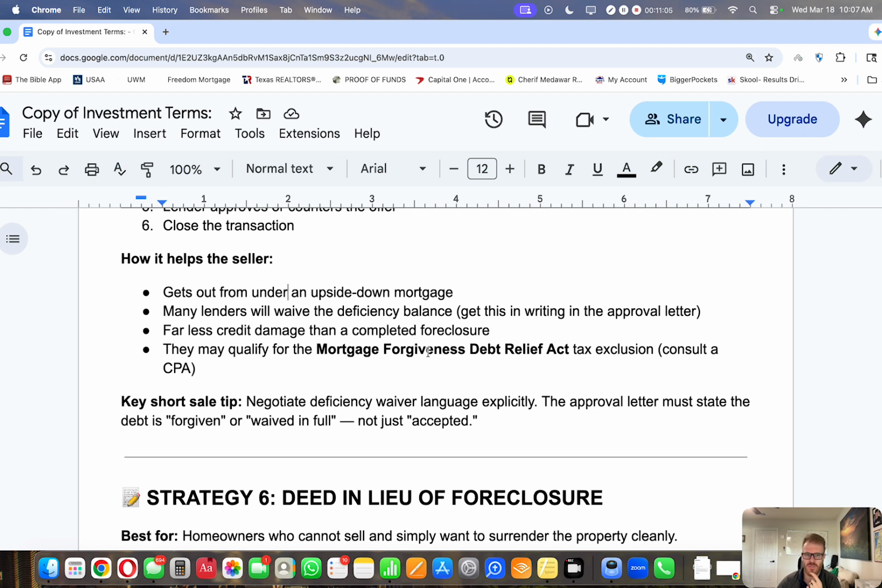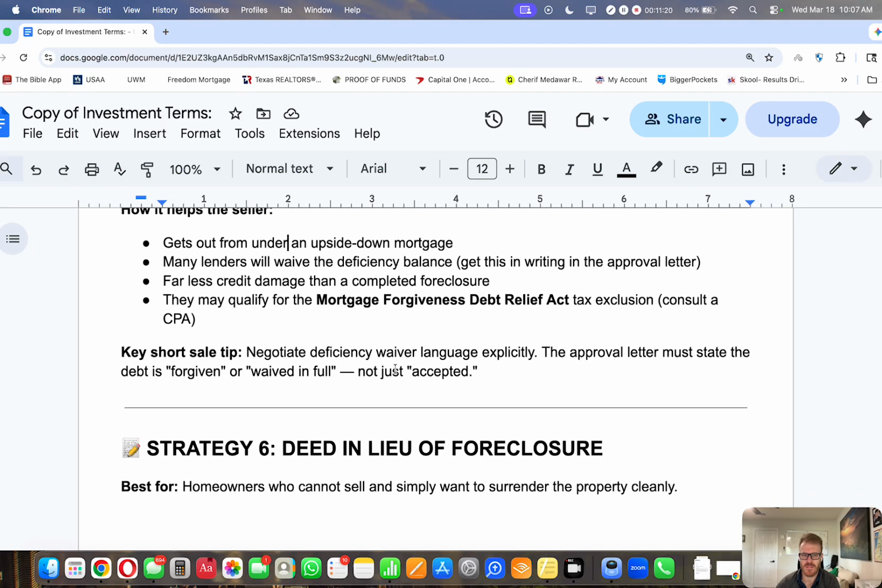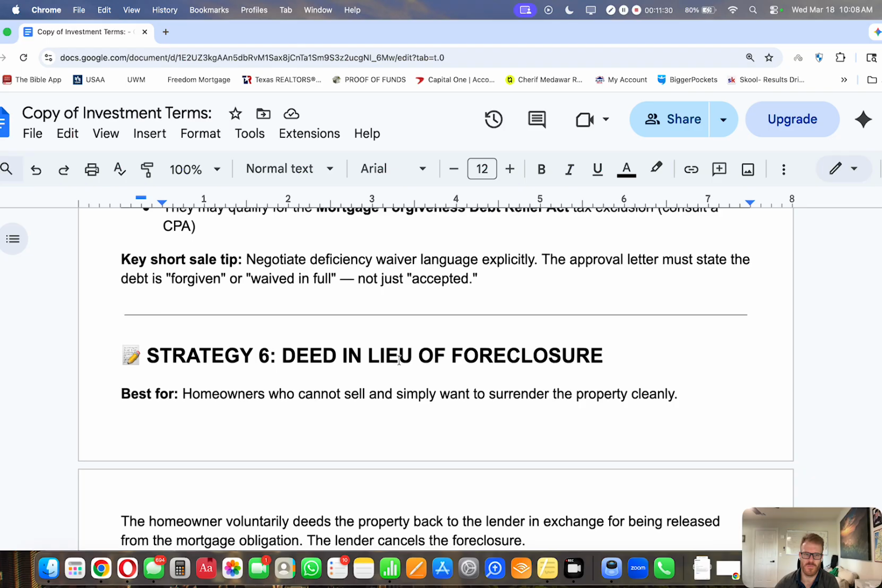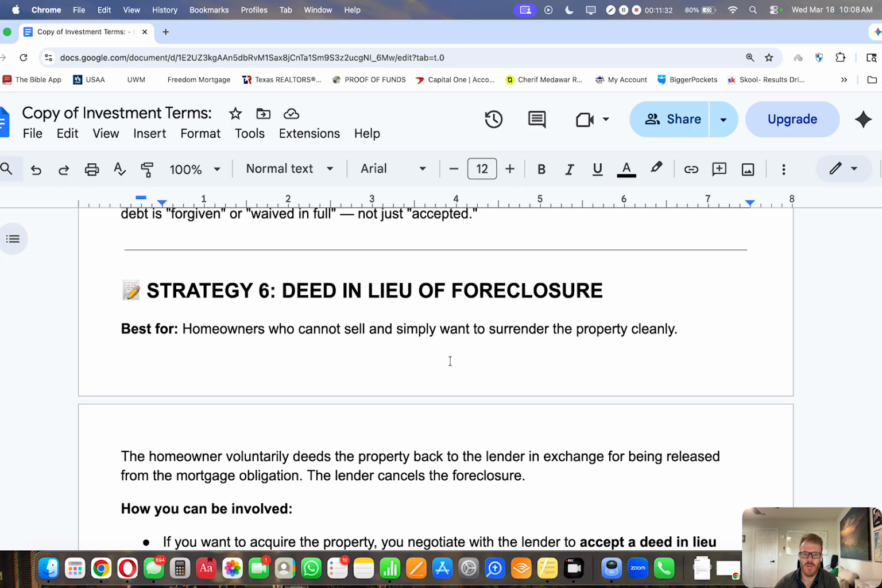It's far less damage to the credit than an actual foreclosure, and a borrower may qualify for the Mortgage Forgiveness Debt Relief Act tax exclusion, which obviously, we're not accountants, we don't claim to be accountants. They would need to talk with their tax preparer or their accountant as needed. So that's kind of the process there. It's good to know the process and how it works, but we would end up referring that out, at least for the foreseeable future.